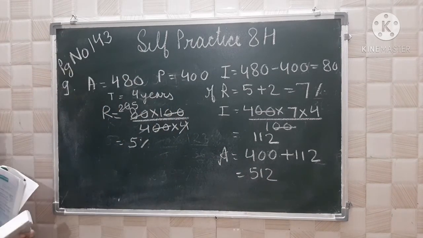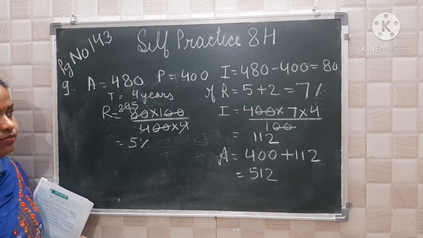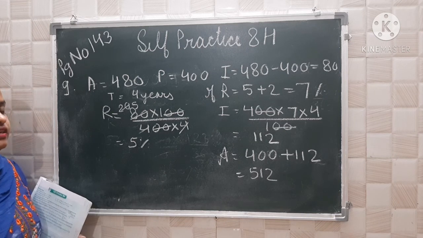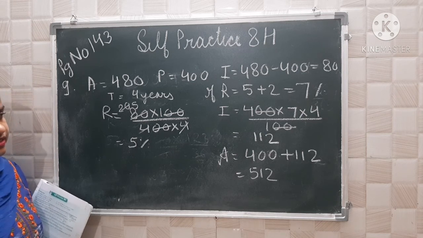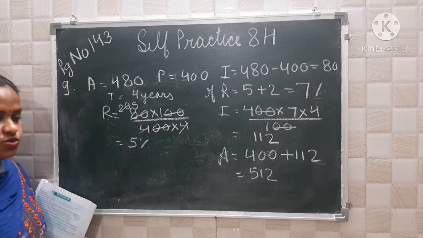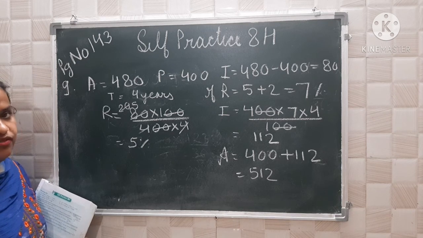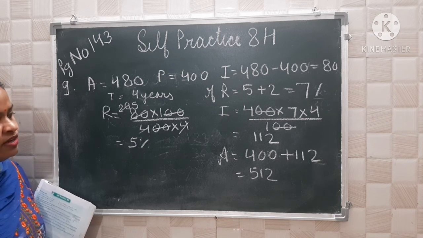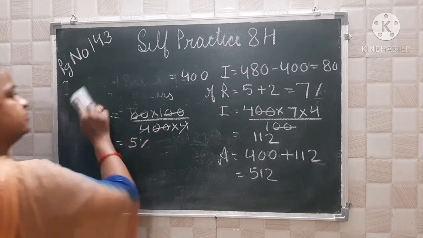Okay. See this question. Amount is 480, principal is 400, I is 480 minus 400, that is 80. Time is 4 years. So R will be 80 into 100 upon 400 into 4, which we get as 5%. It is saying if 2% is increased, then R will become 5 plus 2, 7%. So 400 into 7 into 4 upon 100, that will be 112. So your new amount will be 400 plus 112, that is 512. Is it clear? Now come to question number 10.